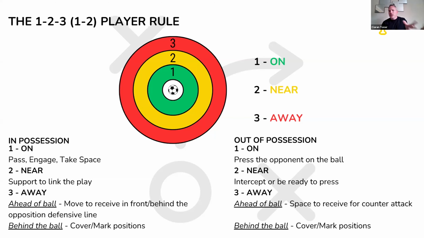And then the flip side of that is out of possession. So number one is the closest player to the opponent who has the ball. The number twos are the ones who are near, and the number threes are the ones who are away.